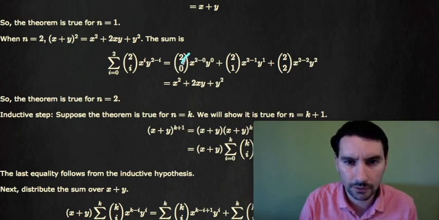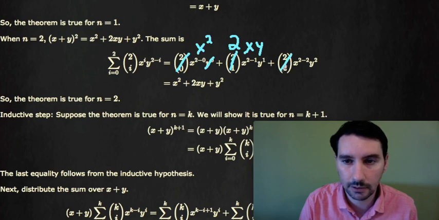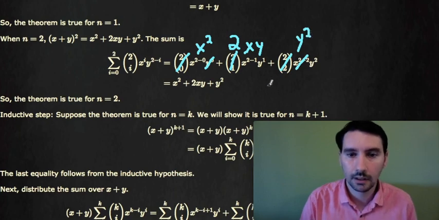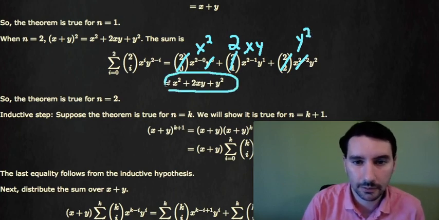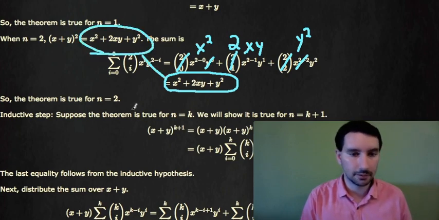Now, 2 choose 0 and y to the 0 are both 1. 2 choose 1, remember that this is 2, and then we have an x to the 2 minus 1 is an x, and a y to the 1 is a y. And so I guess here we could say x to the 2 minus 0 is an x squared. 2 choose 2 is 1. x to the 2 minus 2 is x to the 0, that's 1. And then we still have a y squared. So we get x squared plus 2xy plus y squared, which is the same as just multiplying out x plus y squared.